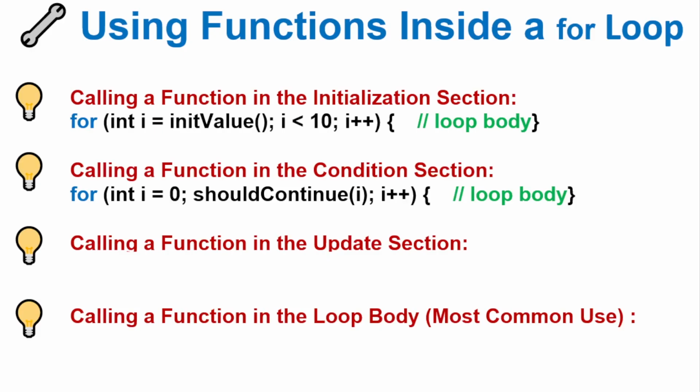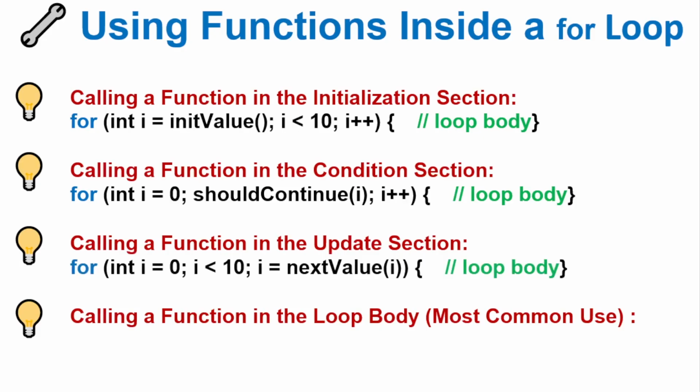Calling a function in the update section. You can update variables using function calls. The function next_value returns the next value for i.